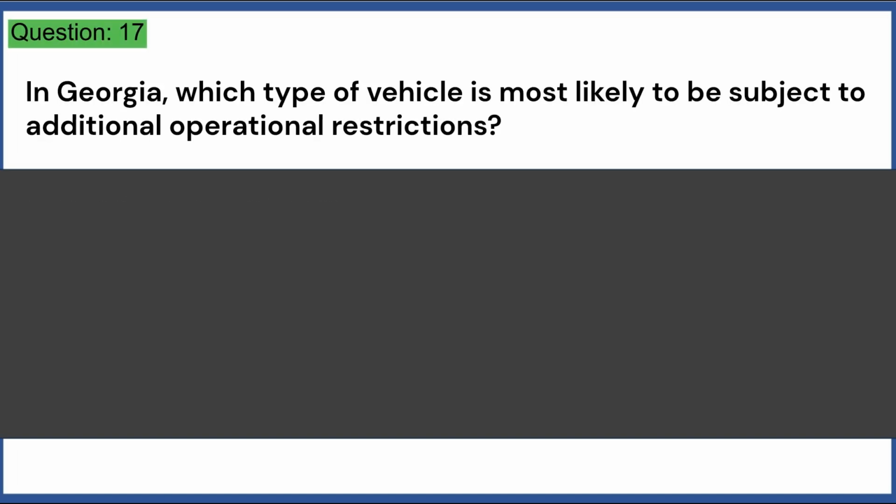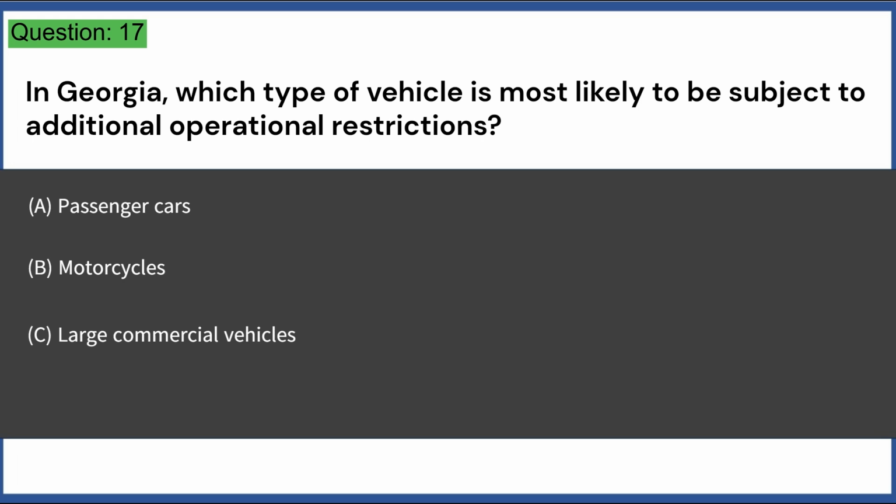In Georgia, which type of vehicle is most likely to be subject to additional operational restrictions? A. Passenger cars. B. Motorcycles. C. Large commercial vehicles. D. Bicycles. Answer: C. Large commercial vehicles are often subject to additional restrictions due to their size, weight, and potential hazards.